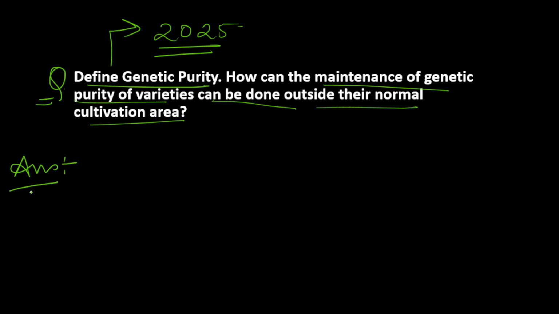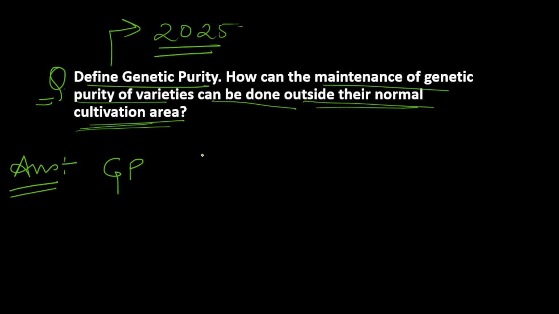So the question can be divided into two parts. In the first part we have to simply define what genetic purity is, and in the second part we have to discuss the methods through which genetic purity can be maintained outside the normal cultivation area of a variety. In the introduction, there is no need to give anything different. You can simply introduce by defining genetic purity. So let's see how we can define genetic purity.